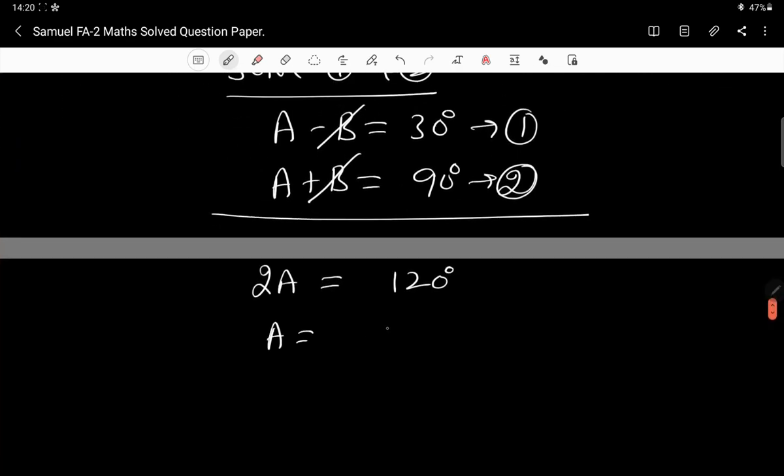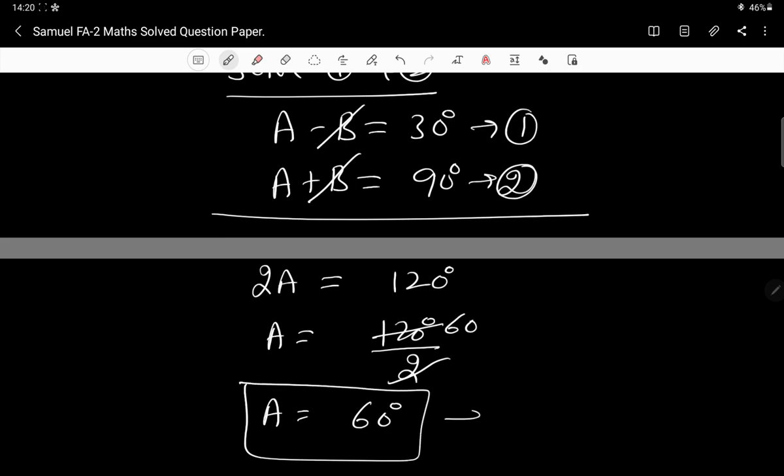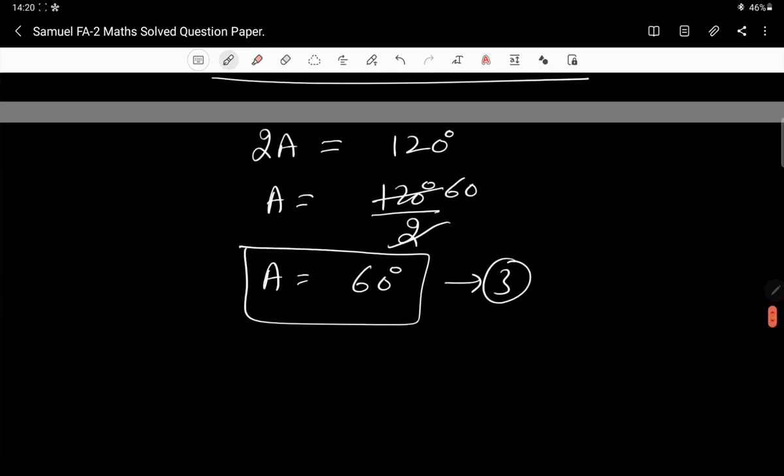So then I am going to get A is equal to 120 degree divided by 2. So A is 60 degree. Alright, so let me call it equation number 3. Then I will put this equation number 3 in equation number 1.